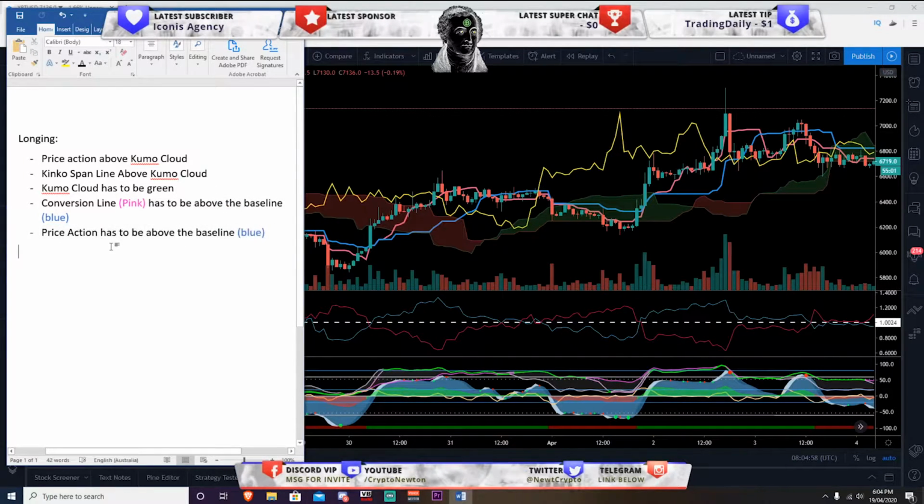And your next thing is price action has to be above the baseline, which is the blue. So for example, you would never get in here. But right here, price action above the Kumo cloud, Kinko span line above the Kumo cloud, right? Kumo cloud has to be green, which it is right here. And it is actually expanded as well. So there is some nice support until it gets to here, right?